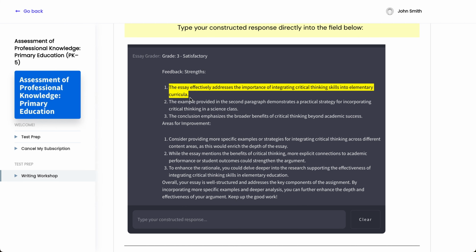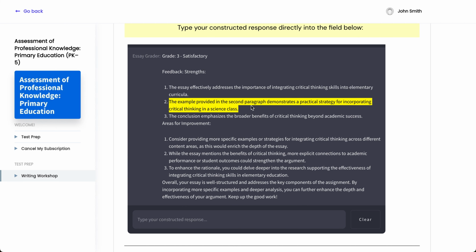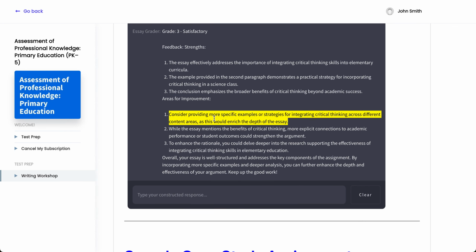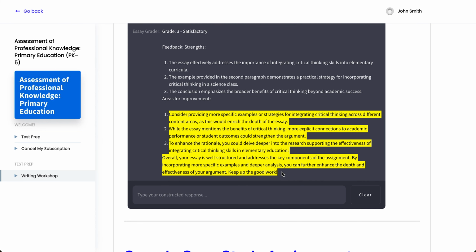So the essay effectively addresses the importance of integrating critical thinking. Second paragraph demonstrates a practical strategy. And the conclusion talks about critical thinking beyond academics. So that's all good. Now, this is the part that I need to really learn from. Now, the AI essay grader tells me how I can improve my essay for the next time.